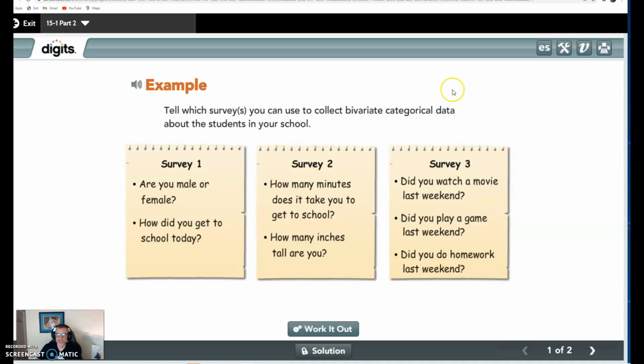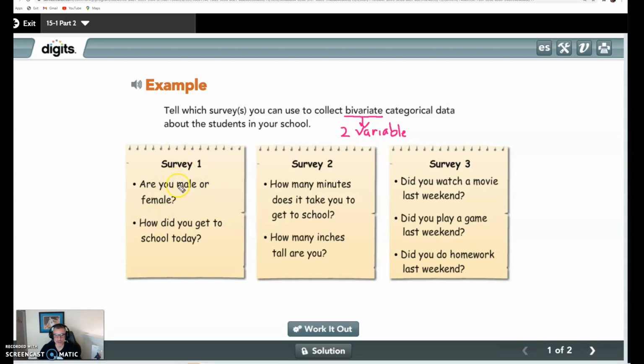All right, tell which survey you can use to collect bivariate categorical data. The first thing that we have to think about is when it says bivariate, that means two, right? Two variables. So if you see a question where there's a survey and the survey has three questions, well, that's three variables, right? Each question is going to have some sort of answer to it, and that response is going to be one of the variables.